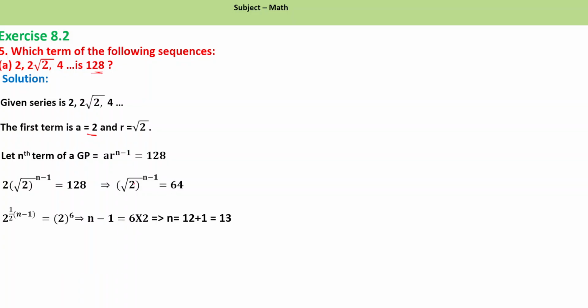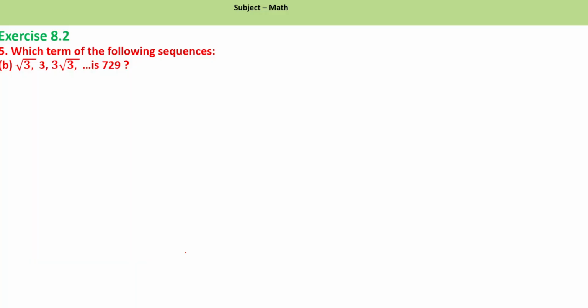Here, root 2 we can write as 2 power 1 by 2. 2 power 1 by 2 into n minus 1 is equals to 2 power 6, because 64 we can write as 2 power 6. By comparing the exponents, we are going to get n minus 1 is equals to 6 into 2. That is, n minus 1 is equals to 12. This implies n is equals to 12 plus 1, equals to 13. Therefore, 13th term of the given sequence is 128.